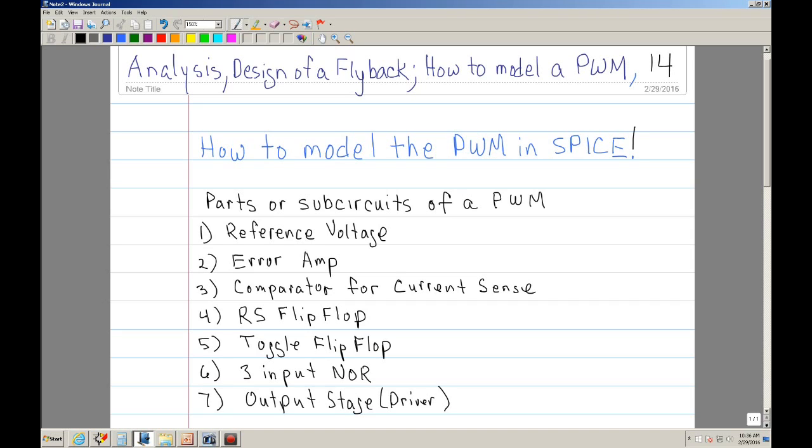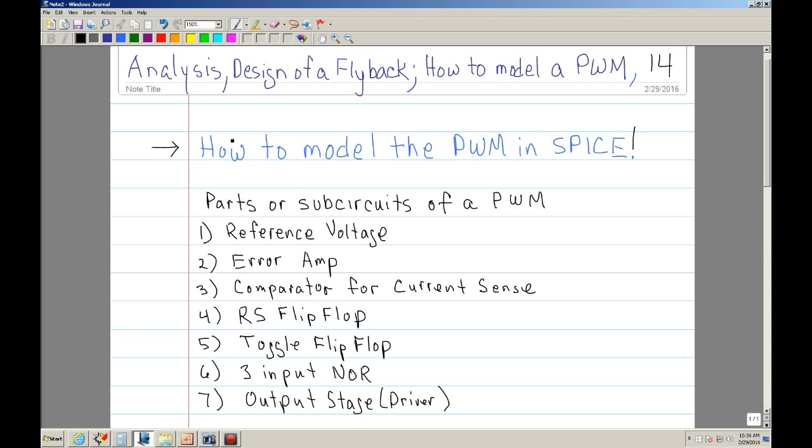This is video number 14, and I will discuss how to model a pulse width modulator. Okay, so that's the topic. It's going to be probably a long video, perhaps, so I want to give as much detail as possible. That way you can make your own SPICE model.